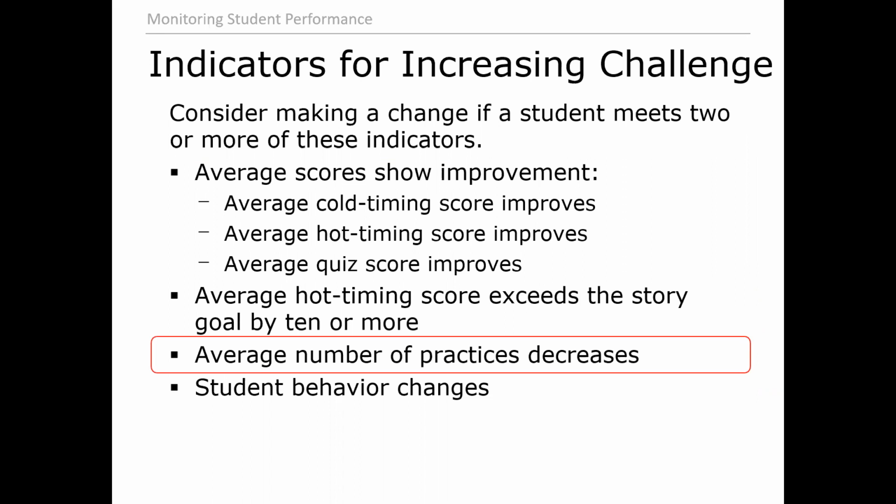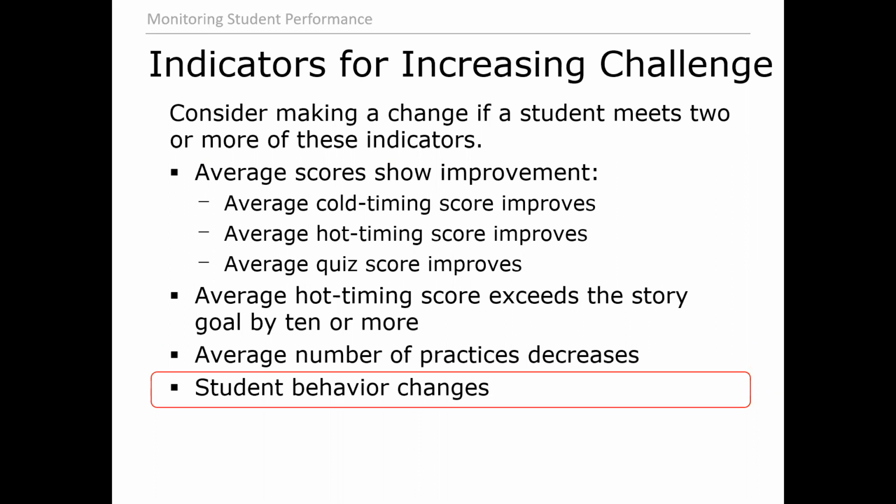The number of times a student has to practice, if that number goes down, that's also an indication. And then student behavior. When a student's behavior starts to change, that very often can be because the student needs more of a challenge. So if your student was loving this program in August and September and they're starting to waver on how much they like it, it could be that they need a higher level or goal to re-engage them. Okay.